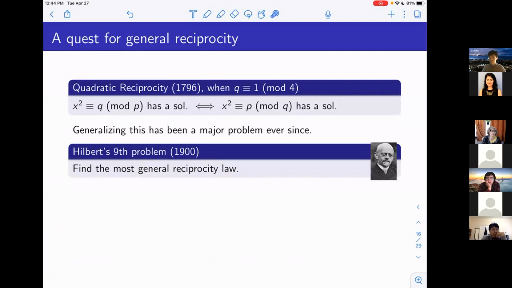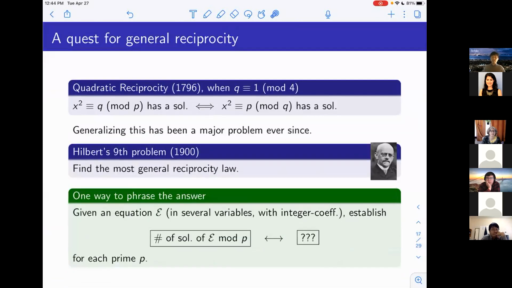It's kind of an open-ended question. So I need to steer you in some direction, not to be too vague. And one thing we see from here is that it's about solving an equation modulo prime. And my viewpoint will be that I want to give an equation as an equality. So in quadratic reciprocity, I'm interested in the equation x squared equals q, but then I want to consider this equation modulo different primes. So this prime varies, and then this equation is kind of fixed.